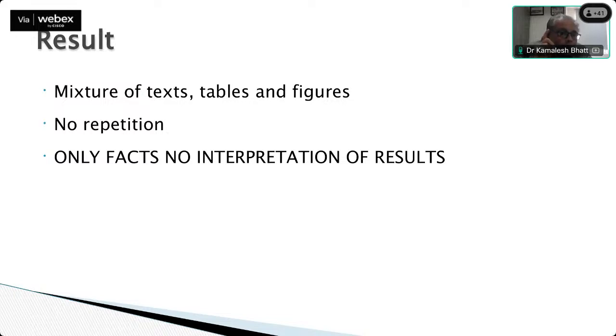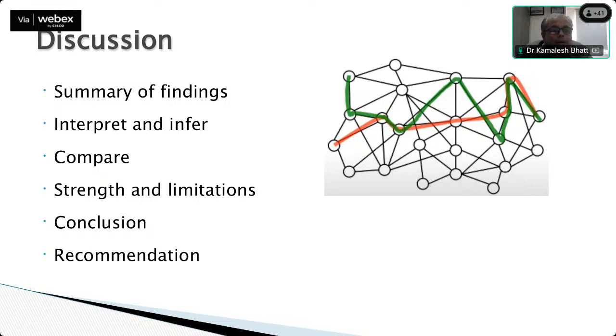But always take care that there must not be repetition. It means that the things that are there in the table, no need to write in the text, and vice versa. Okay, and the most crucial part is you have to write only the facts. You don't have to start interpreting your result in the result section. Okay, so these are the basics of the result. Then next, the most vital part.